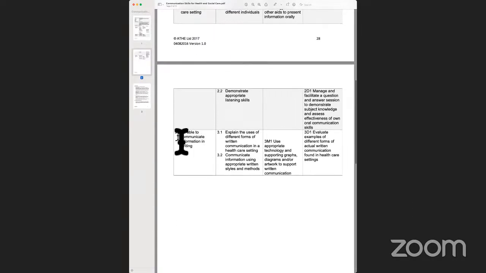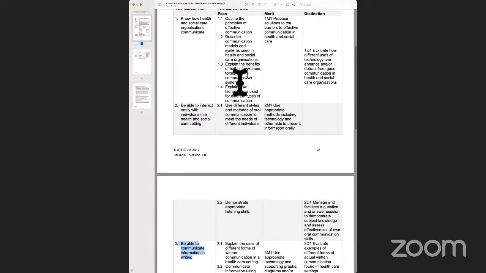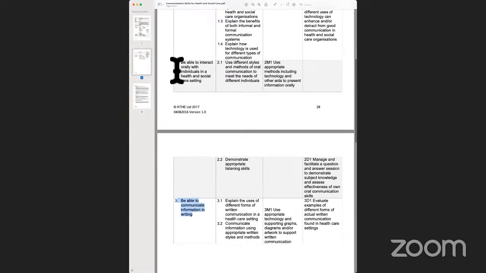We are then going to look at learning outcome 3, which focuses on the written part of communication. After understanding formal and informal, written and verbal forms of communication in the first learning outcome, learning outcome 2 focuses on verbal communication, and learning outcome 3 focuses on written communication.